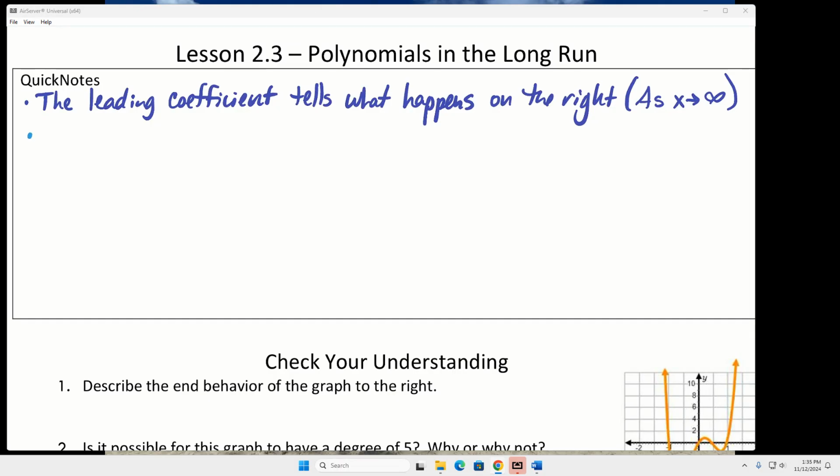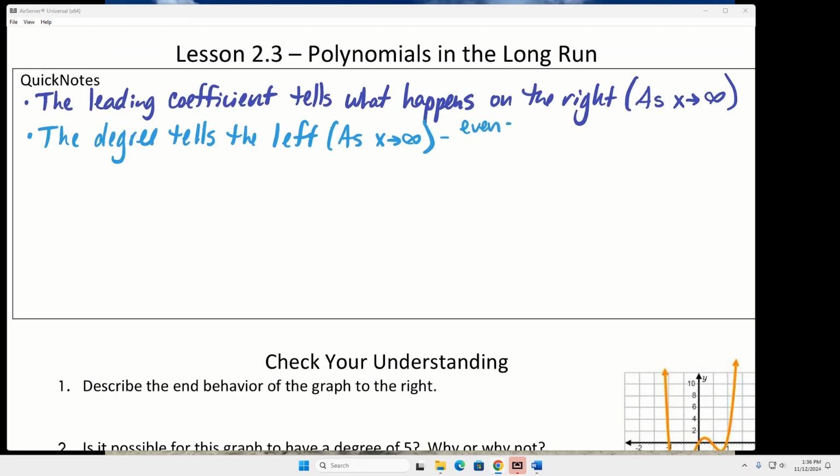How do you figure out the left side? Do you guys remember from Algebra 2? That's all right. The left side, you have to look at the degree, or the largest exponent. So the degree tells the left, which is when x approaches negative infinity. All right, so for leading coefficient, you decide positive or negative. For degree, you decide even or odd.